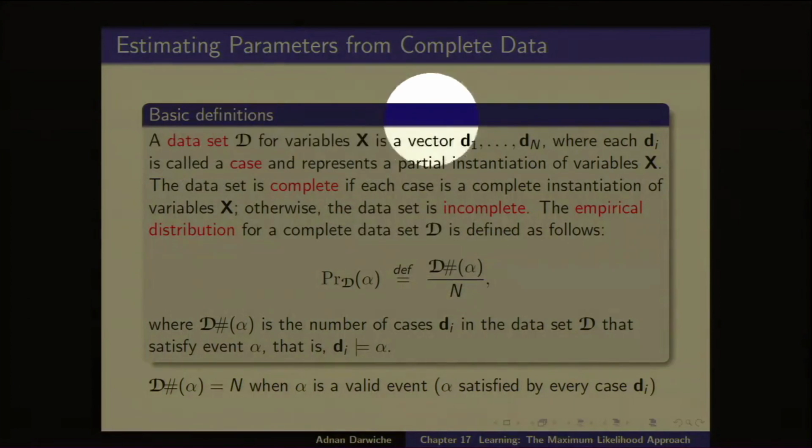The data set itself will be a set of what we call rows or observations or cases. These are the D1 through Dn. In general, these are partial instantiations of x, so it's called a case. The data set is complete if these D's are full instantiations of x. So that's the complete data set, if each case is a complete instantiation; otherwise it is incomplete. And here's the empirical distribution.